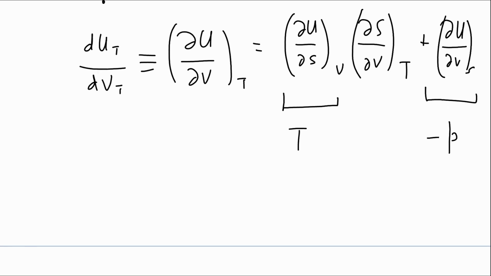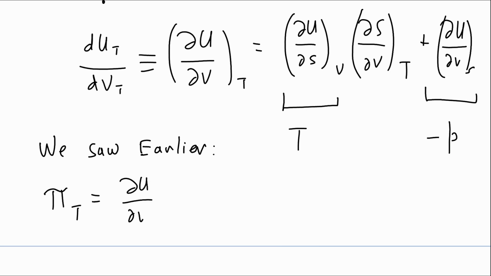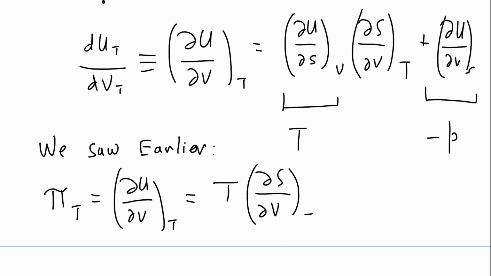And so we saw earlier, this thing has already visited our house. We may not recognize it, but I'll remind you. I called it pi sub T equals partial U, partial V at constant T. And it is equal to T partial S, partial V at constant T, minus P.